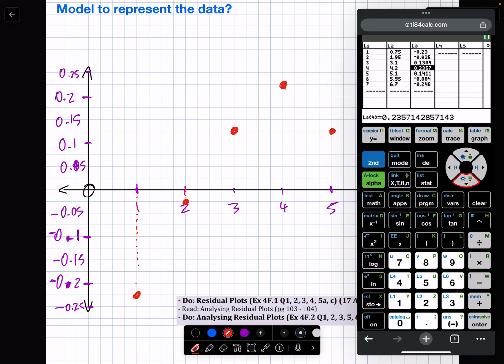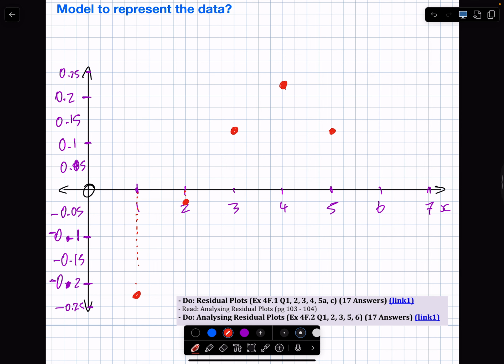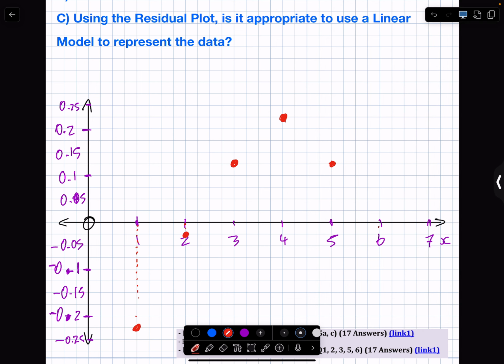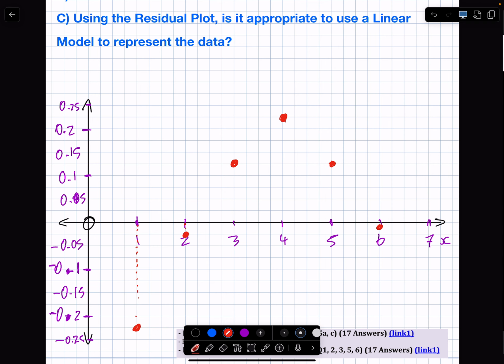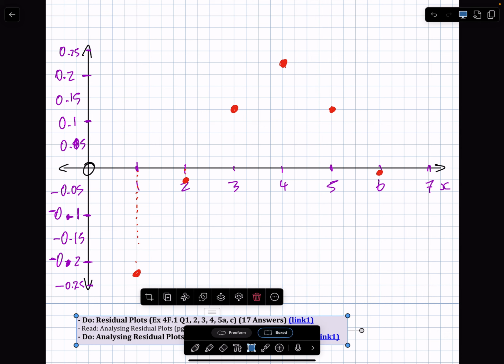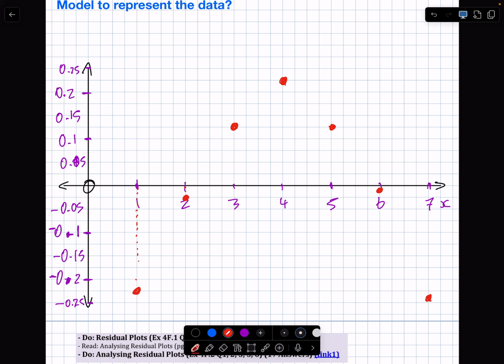0.1411. 6 is a tiny number, but it's negative. So it's just going to be 0.004. That's going to be like there. And then the 7, negative 0.248. Oh, my exercises are in the way. 0.248. Just as long as I don't exceed negative 0.25. That's a residual plot.